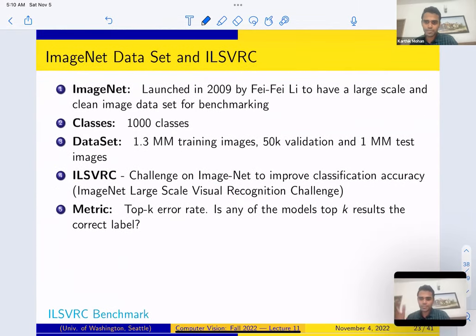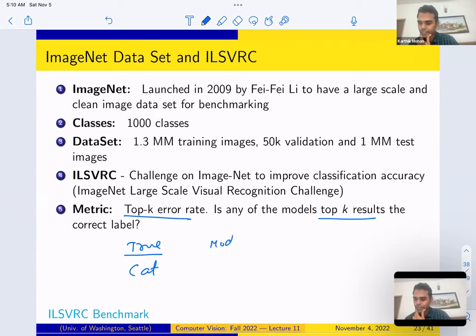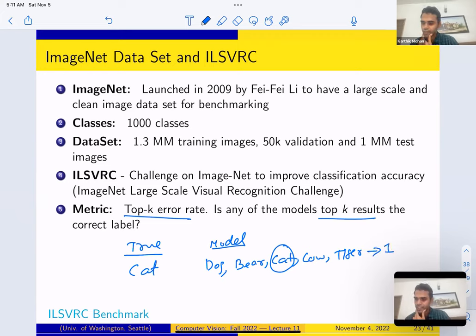And the metric that people have been using for benchmarking, like we have a metric on the Kaggle contest as well with the mini project, is called the top K error rate. It's very simple to define. Is any of the model's top K results the correct label? So let's say your true label is cat. And your model's predictions are dog, bear, cat, cow, tiger. These are the top five results. Well, cat does show up. So in this case, I would assign one to this. If the top five results did not have the true label, then I would assign a zero. And then I average that across my whole test data set, and that gives me the top K metric.